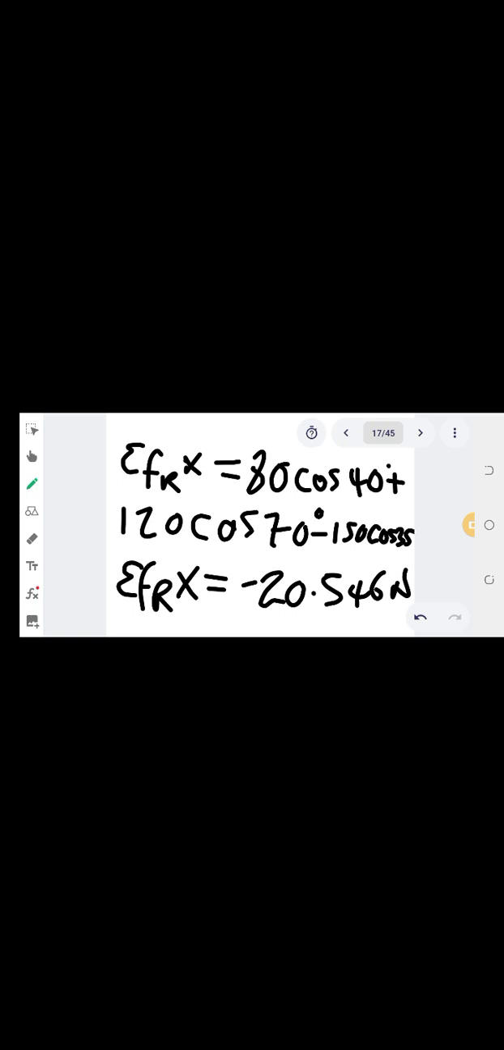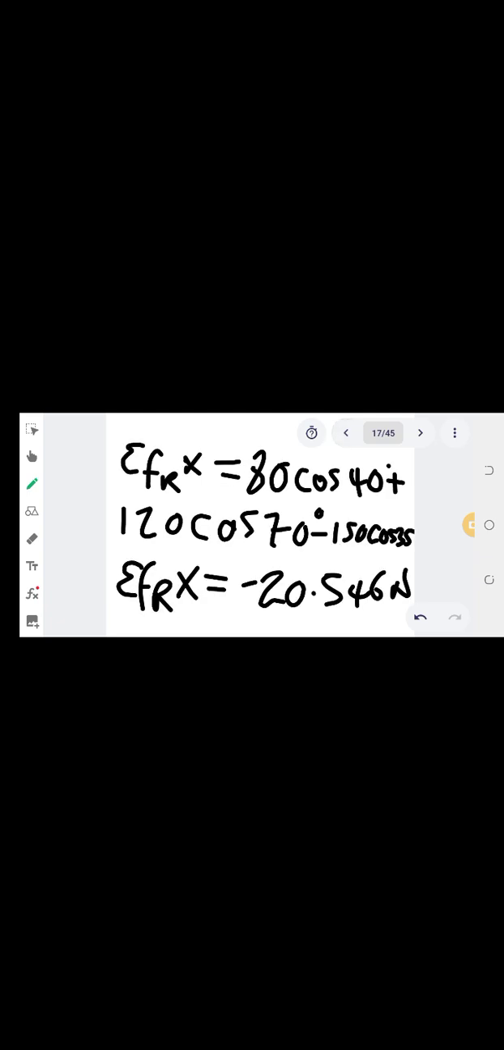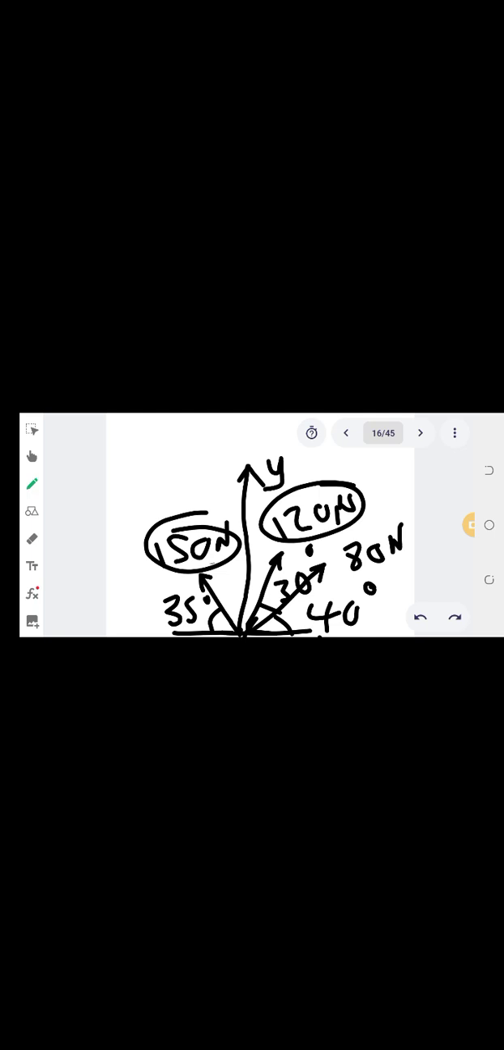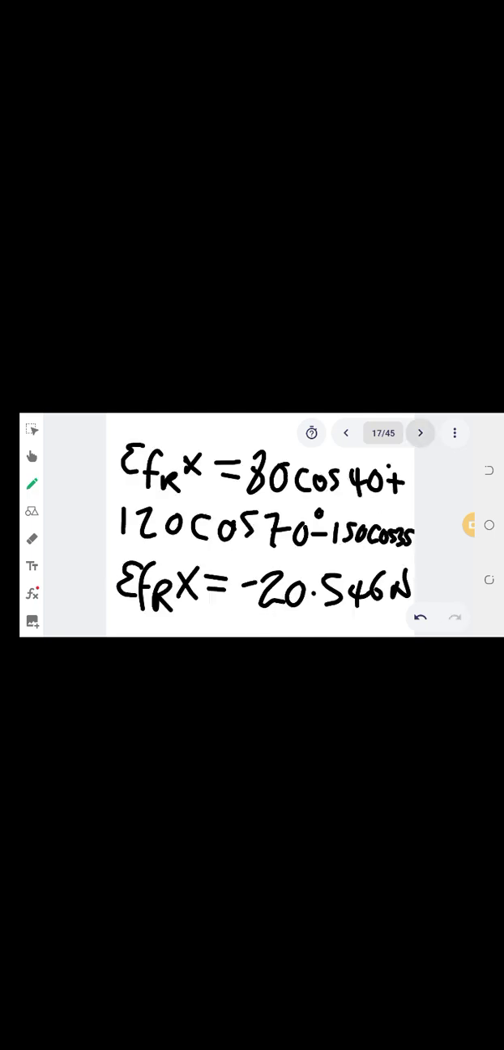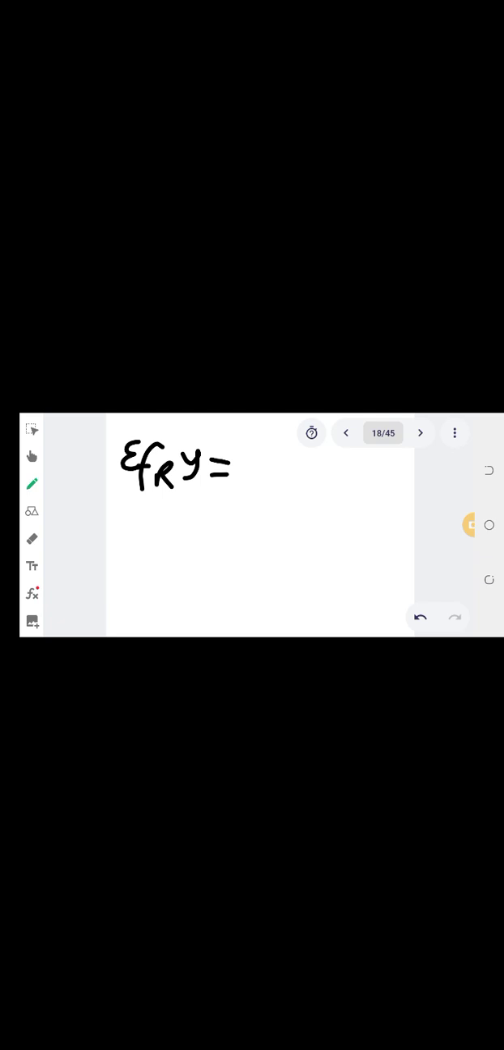So now we can go to the y component. So now let us get the one for y. So the resultant in the y, FRY is equal to, so now if we are to get the y component for this 80 newtons, I'm sure it is positioned like this on the diagram.